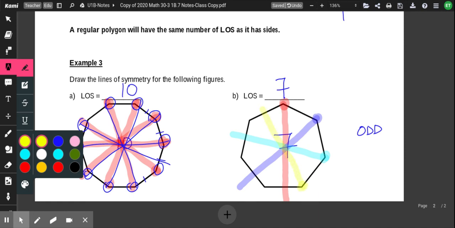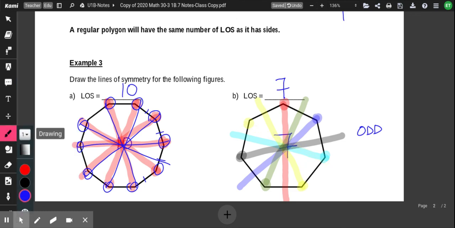Corner, cut the other side in half. Corner, cut that side in half. And that's what we do the whole way around. Corner, cut the guy in half. And then I got one more over here. Corner, cut the guy in half. Whoa, not that way. Down that way. There we go. So there are 7 lines of symmetry there. Okay?